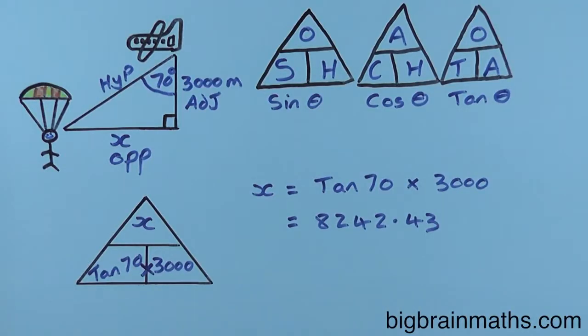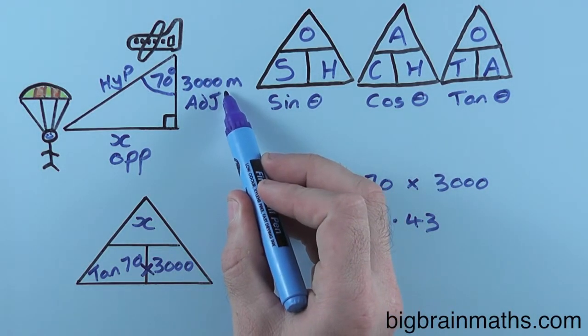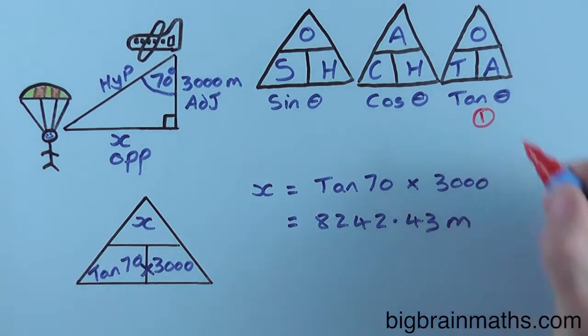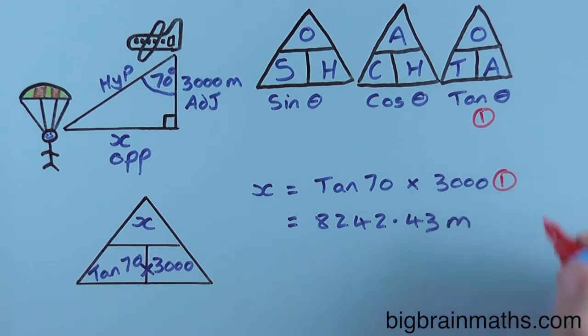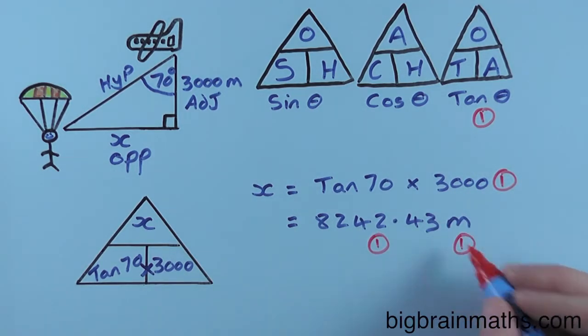Now because we've measured a length, we need to put some units in, and we always use the units that are given to us in the original triangle. In this case it is meters. Now it's really important that you set all your work out correctly and show all of your workings. In this question, we got 1 mark for choosing the correct formula, 1 mark for the correct workings, 1 mark for the answer, and 1 mark for the units.